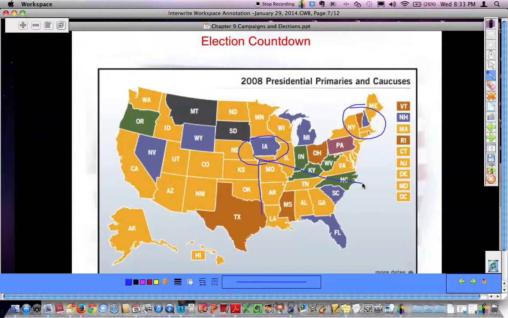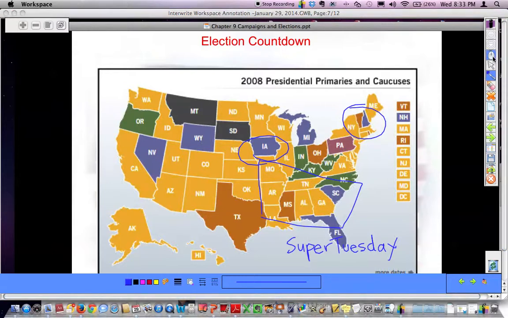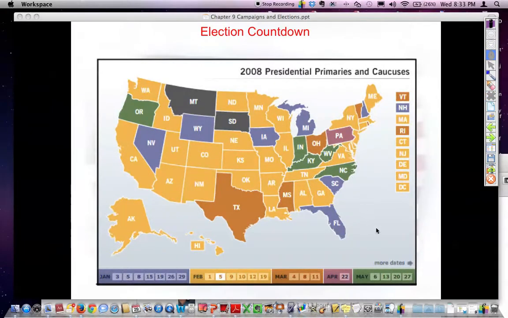So many southern states voted in what we call Super Tuesday. Super Tuesday was an election on one day in which eight or nine southern states all held their primary in order to vote for their candidate. And it gave the southern bloc a little bit more pull in the presidential race. You can see it goes from January to May.